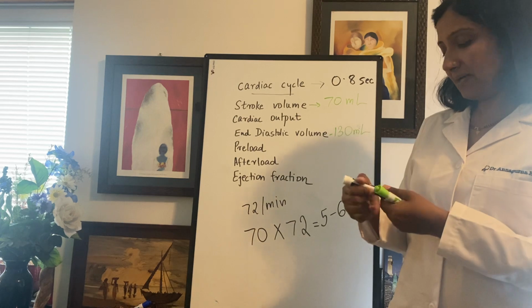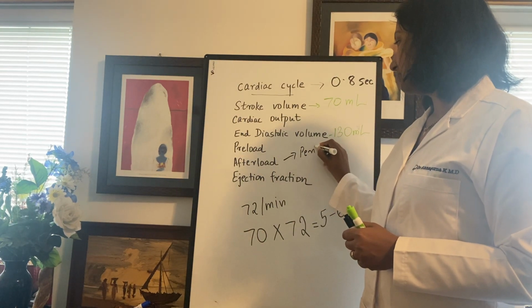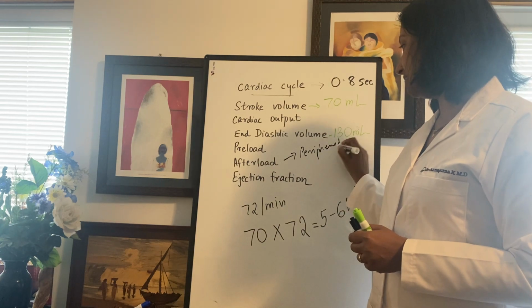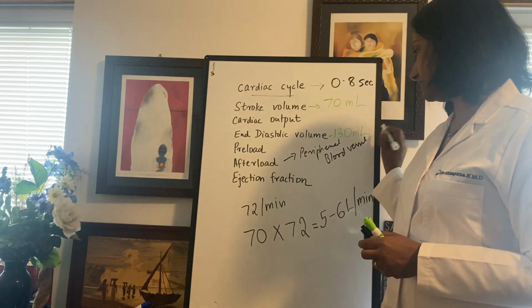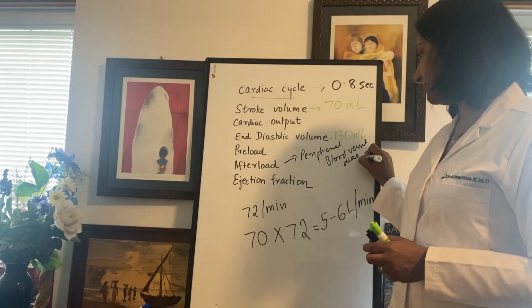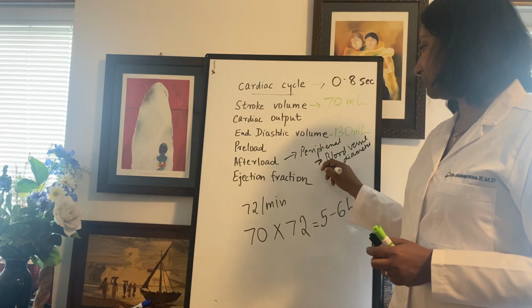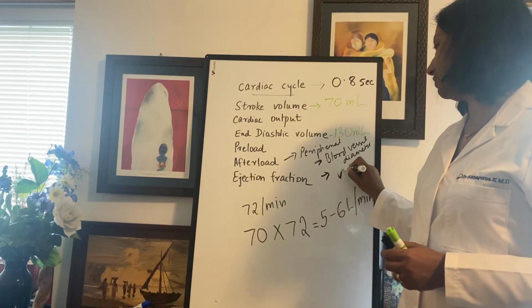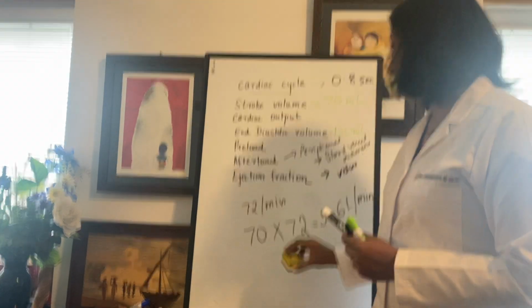And afterload depends on two factors: peripheral resistance, which depends on the blood vessel diameter. If the blood vessel is narrow, the resistance is going to be more. If the blood vessel is dilated, the resistance is going to be less. And also it depends on the viscosity. If the viscosity is more, the resistance is going to be more.